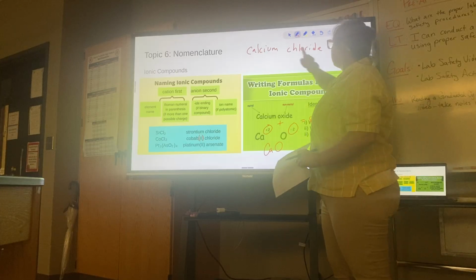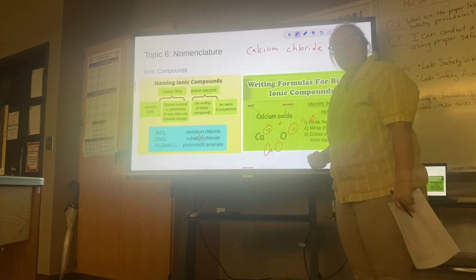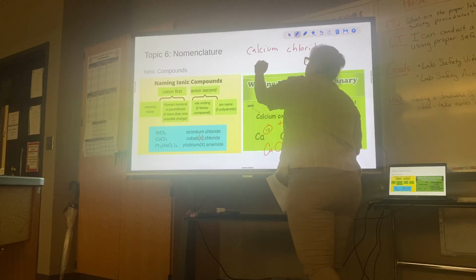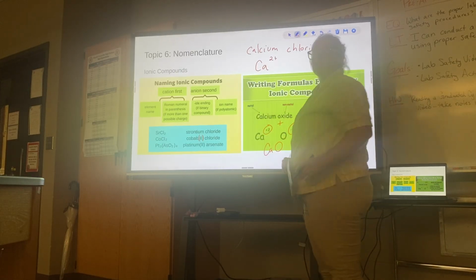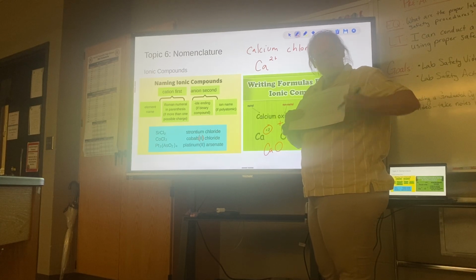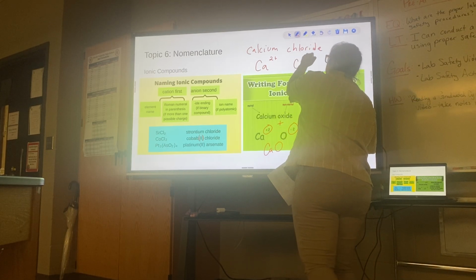Okay, so calcium chloride. So here's what I do when I'm writing the formula. Calcium, figure out its charge. Calcium is a 2+ charge. Chlorine, figure out its charge. It's a -1 because of where it's at.